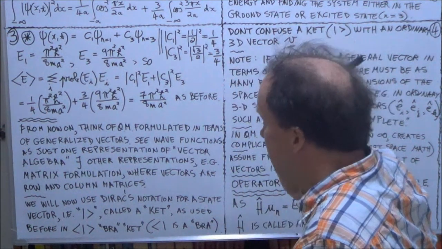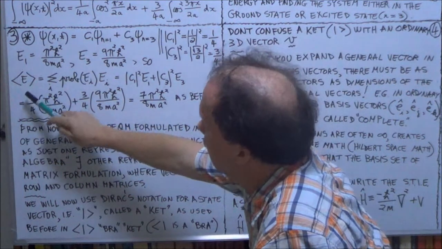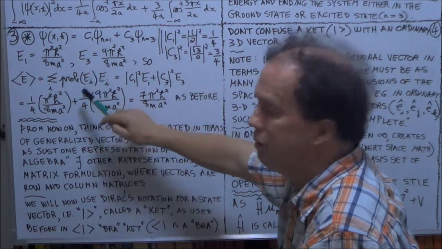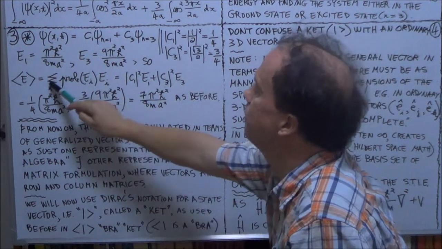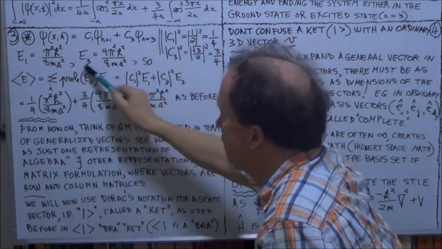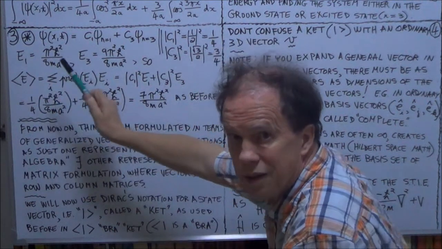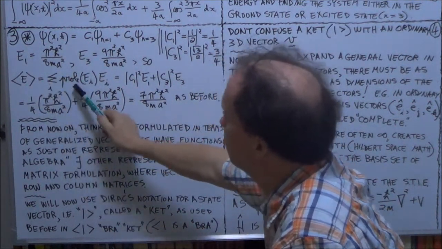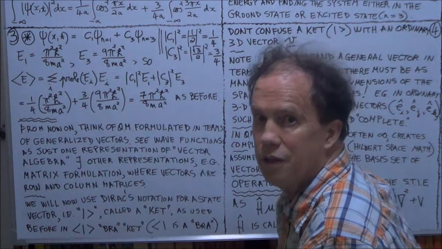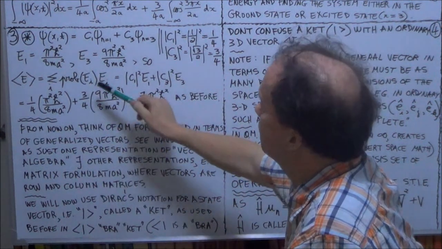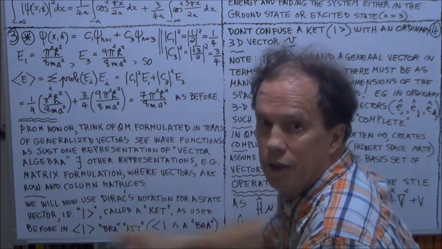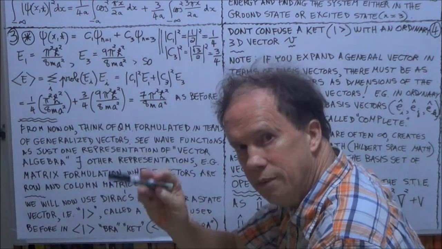Alright, so now it just becomes statistics. The average of anything is the probability of that thing times the value of that thing, summed over all possibilities. That's rather vague, but it's just from statistics. So it's the sum of the probability of measuring the energy at the ith level times the ith energy itself. In this case we only have two different energy levels, E1 and E3.